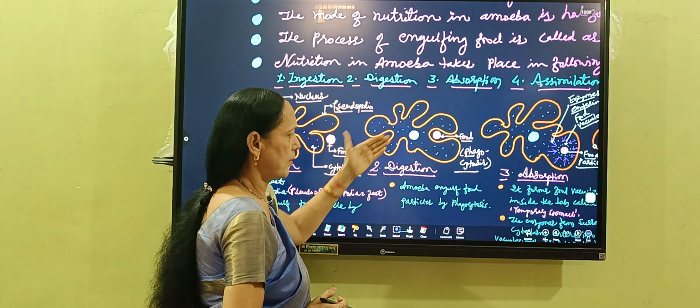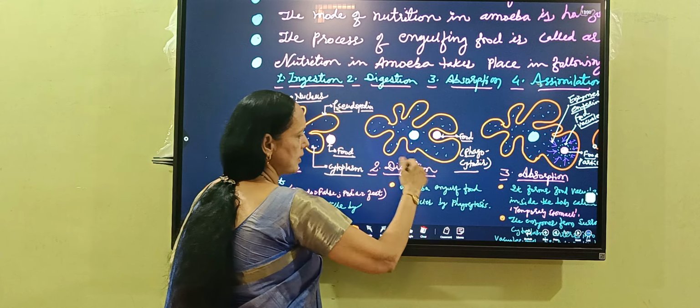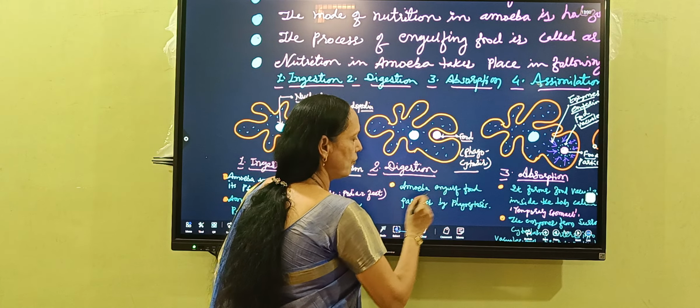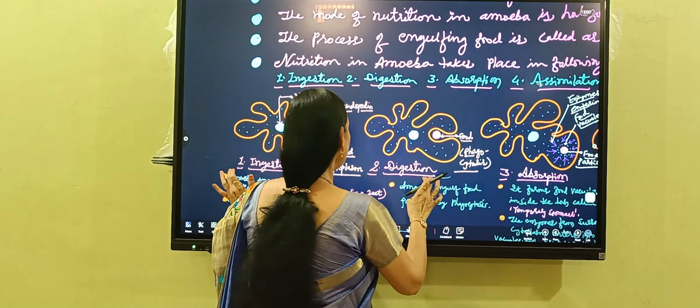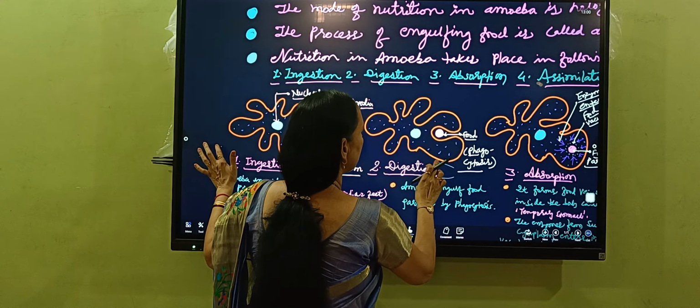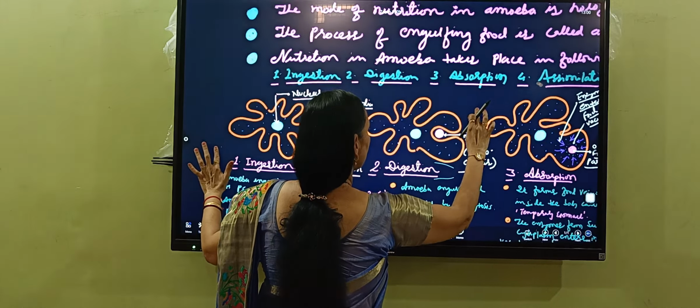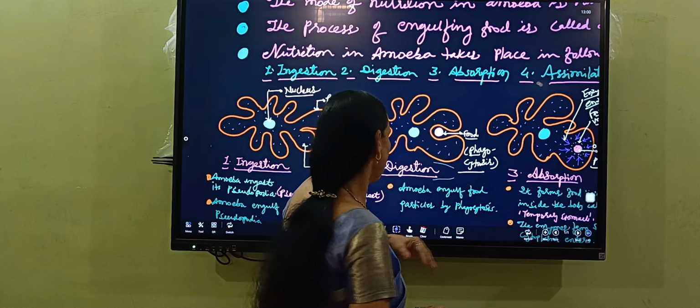Okay, then the next step is digestion. In the digestion process, amoeba engulfs the food particle by phagocytosis and starts digesting the food material. How does it start digesting the food material? One minute, just to see absorption.